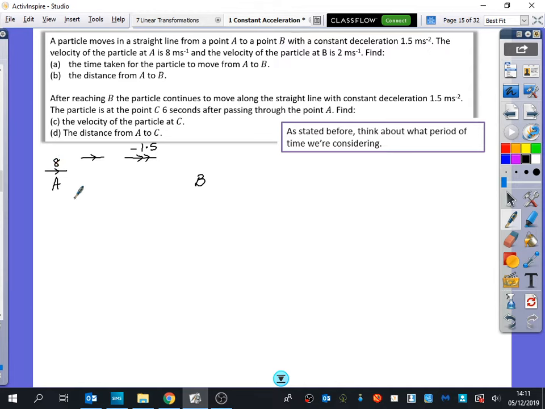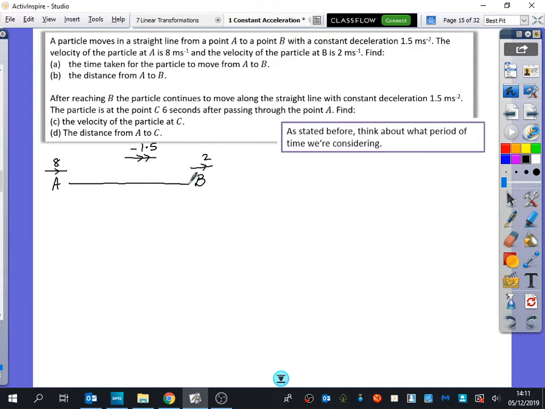You don't have to draw a diagram for this either, but I'm just trying to show you what it might look like if I were to draw one. It then says that the velocity of the particle at B is 2 meters per second. So let's get rid of this; I don't need this arrow anymore. Find the time taken for the particle to move from A to B.